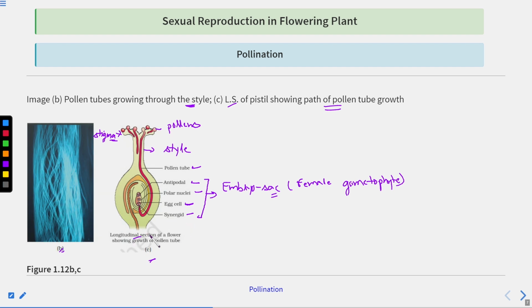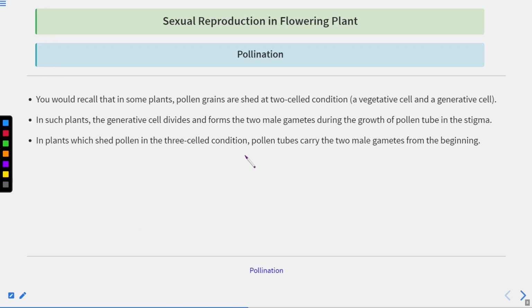So this is a longitudinal section of a flower showing the growth of the pollen tube. Clear? And the pollen tube enters through the micropylar end. So this is the micropylar end, and the other one is known as the chalazal end. At the micropylar end, the egg apparatus is present. The egg apparatus consists of the egg cell as well as the synergids. And this is the chalazal end where the antipodals are present. Clear? Okay, clear? Now let's move on.